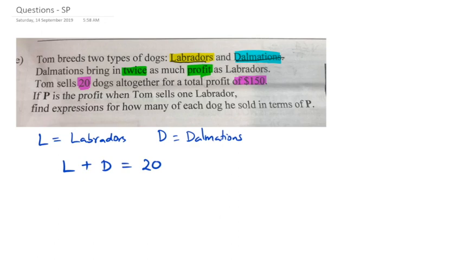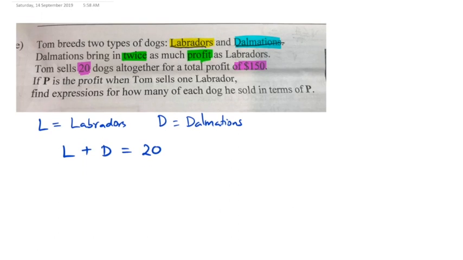Now the second equation is a little bit tricky, so just be patient with me. It says that P is the profit for selling one Labrador. So if we take P multiplied by the number of Labradors, that's the profit we get from selling all the Labradors. Plus, it's twice the profit for Dalmatians, so we put plus 2P multiplied by the number of Dalmatians. And the total profit is 150.